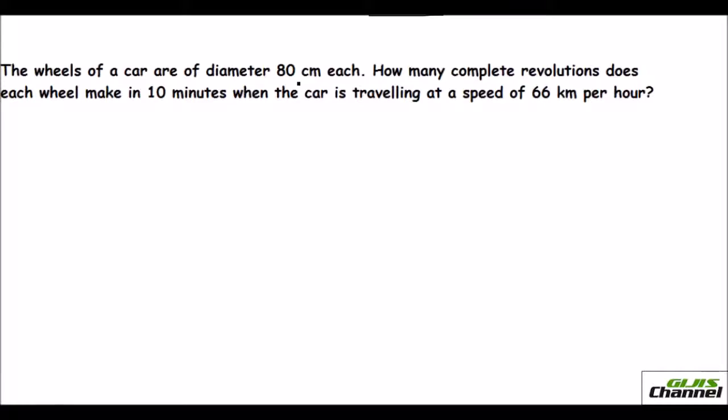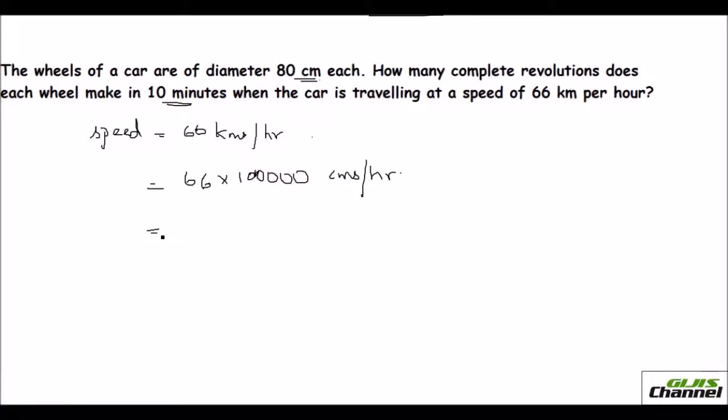So you see the diameter is in centimeters and the time is given in minutes. So let us first change the speed. Speed is given as 66 kilometers per hour. First let me convert it to centimeters. For that I will have to multiply 66 kilometers by 100,000, right? And this is centimeters per hour, but still we need it only for 10 minutes.